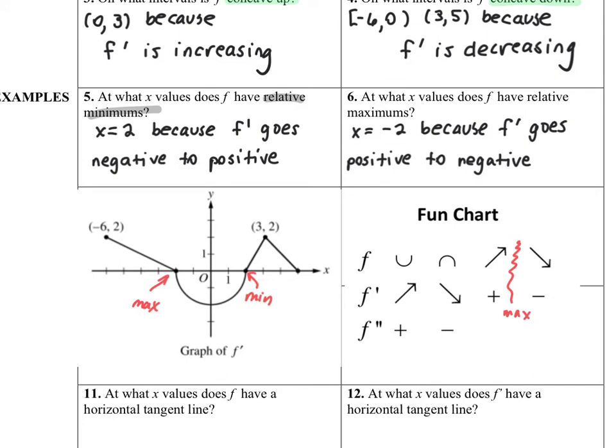This takes care of question 6 as well, which asked for a relative maximum. When my f prime goes positive to negative was my maximum. When my f prime goes negative to positive, that's my minimum. Make sure you pay attention to the justifications on this. F prime goes negative to positive for the min. F prime goes positive to negative for the max.